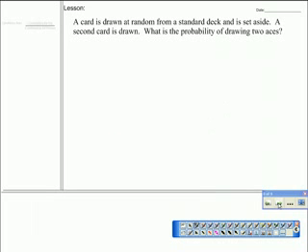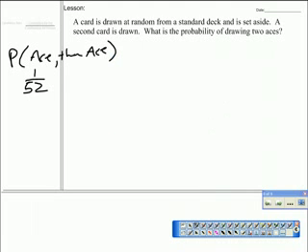A card is drawn at random from a standard deck and is set aside. A second card is drawn. What is the probability of drawing 2 aces? No, it is not. Okay, now this could be done how? Dependent probability. Very good. And that is the way I would probably do this problem. They're asking for this. What'd you get? No. Probability of ace, then ace. You missed something somewhere. What's the probability of choosing an ace the first time?